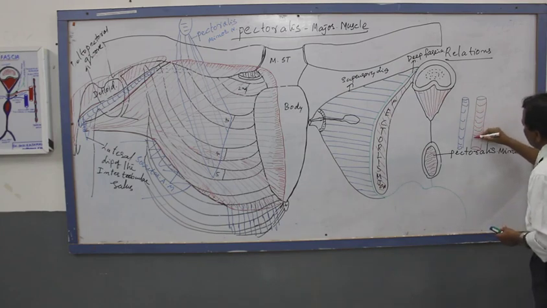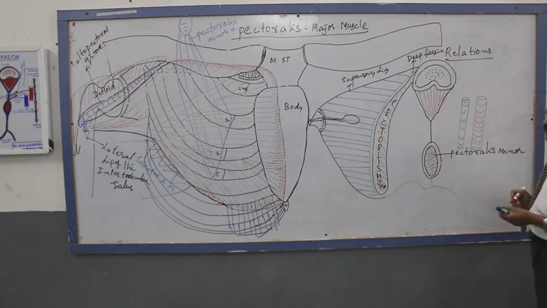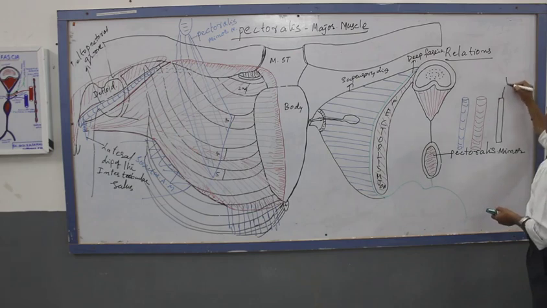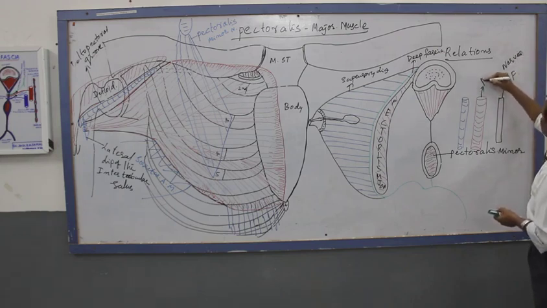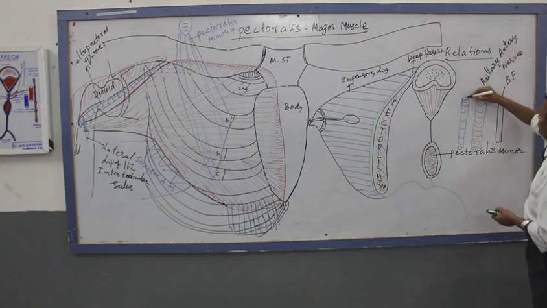The clavipectoral fascia is present in between the subclavius and the pectoralis minor muscle. Further back there is the brachial plexus. This one is the brachial plexus, this one is the axillary artery, and this one is the axillary vein.